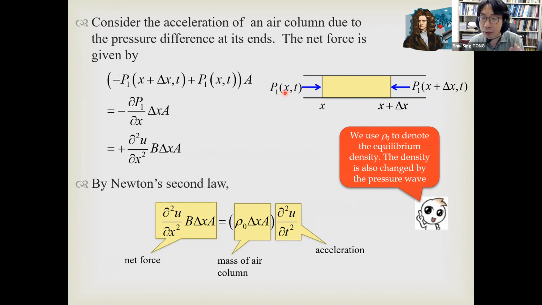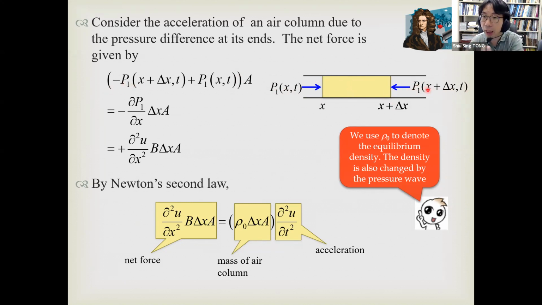What we want to consider is the pressure change. The pressure change at the side x may not be equal to the pressure change at the side x plus delta x. So the two pressure changes are different. And if one side's pressure change is larger than the other, that will give rise to a net force. The net force will cause the air column to accelerate. So we want to find the pressure difference between the two sides.